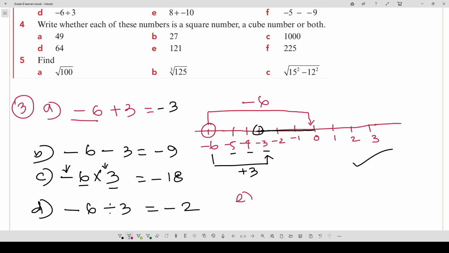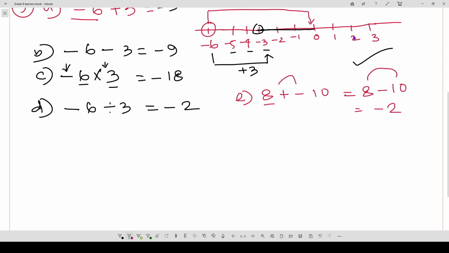Number E, 8 plus -10. It means here is 8, it will be unchanged. Plus and minus, once we multiply, it will be minus, and then 10. So 8 minus 10. To simplify, 10 minus 8, it will be 2, and 10 is larger than 8, so the sign will be the larger sign. It means minus.